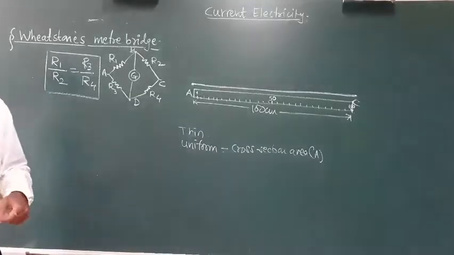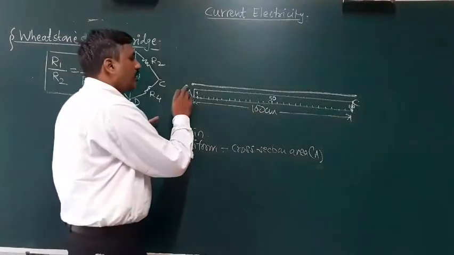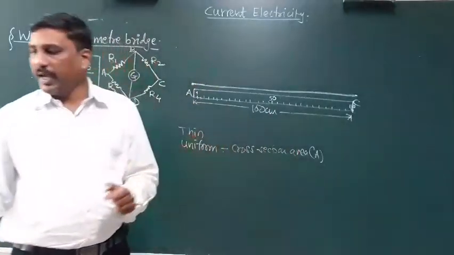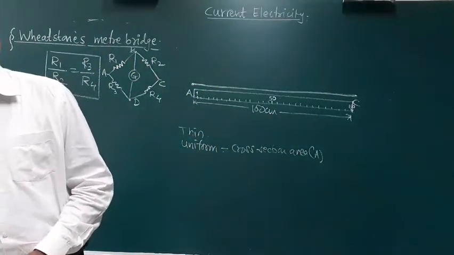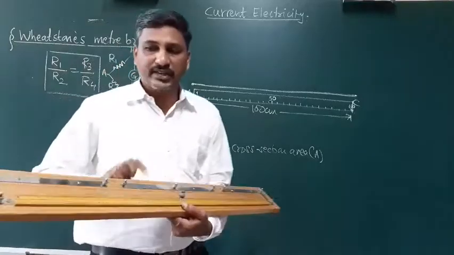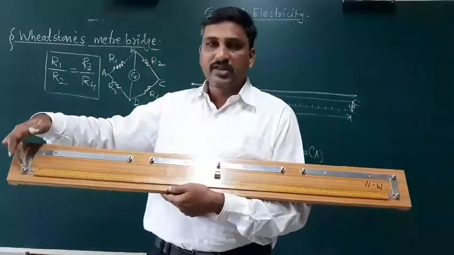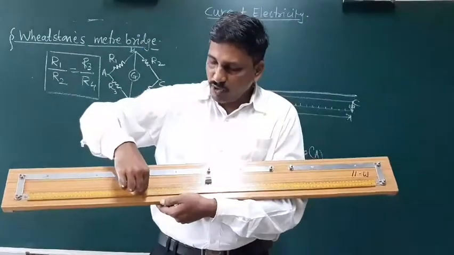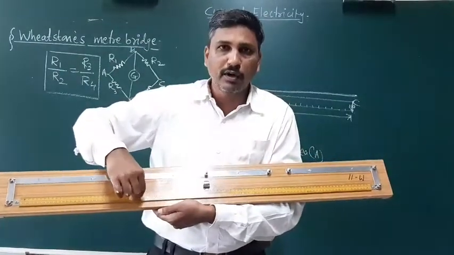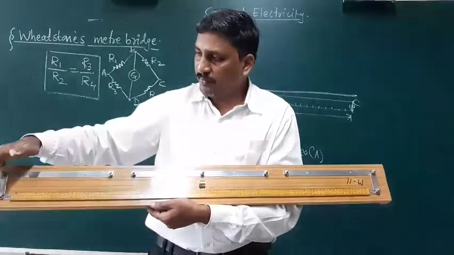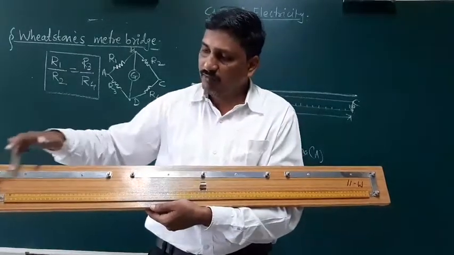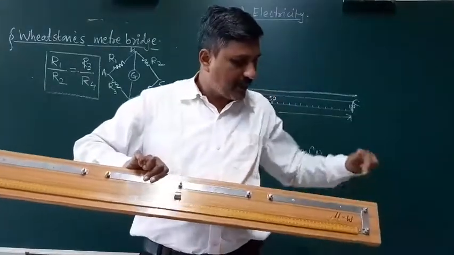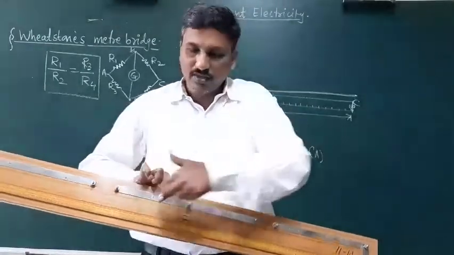Now why is it called a meter bridge? On the wooden platform, a thin uniform conducting wire whose length is about 1 meter is stretched between the points A and C. These are my 2 points, and on that a thin uniform conducting wire is stretched. There are 3 metal strips. This is one metal strip in the shape of the English letter L, the second metal strip, and the third metal strip.